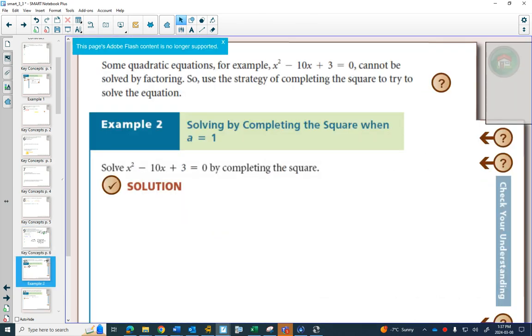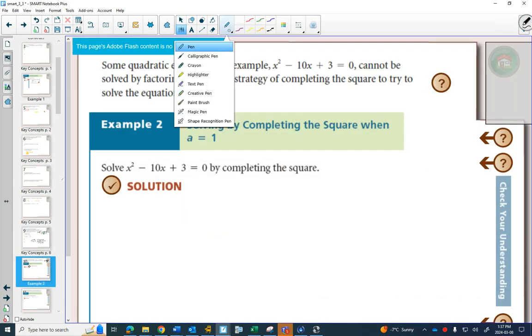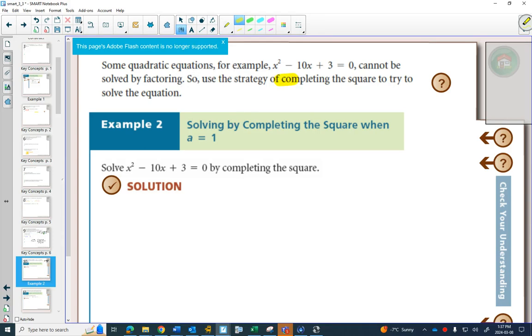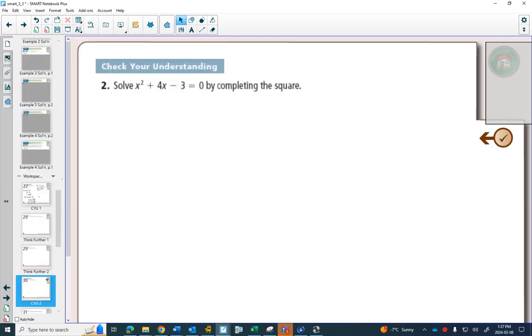So if you want to highlight this technique is called completing the square. And it's nice for examples that cannot be actually factored. So that example we looked at could be factored. Ooh, I like this one. It looks like we should be able to factor it.